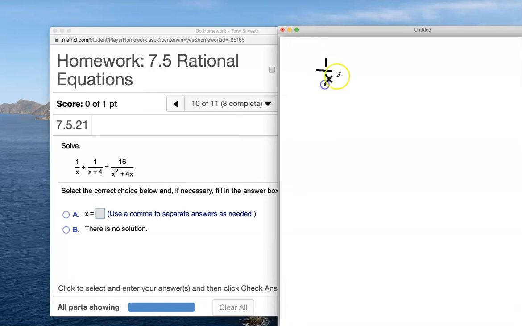1 over x plus 1 over x plus 4 bundle, equals 16 over x squared plus 4x. Okay, let's see what you got. And you know that this is one big bundle too. I need to find the lowest common denominator, and I can't find it until every denominator is factored. You can't factor x. You can't factor that bundle, but what you can do is pull out an x from this, and I'm going to put the answer right below: x plus 4. There you go.